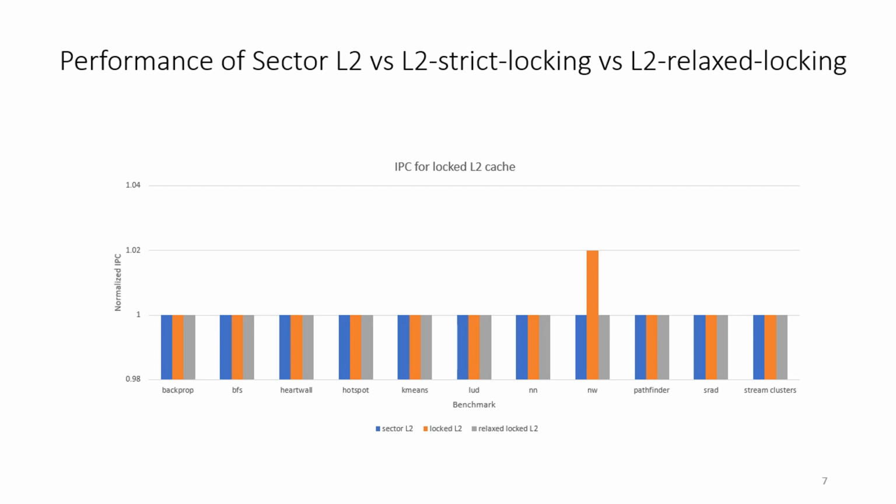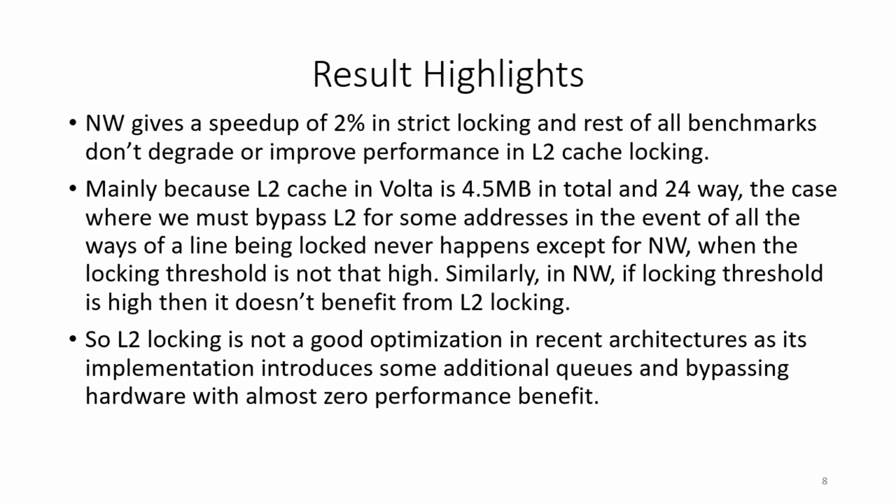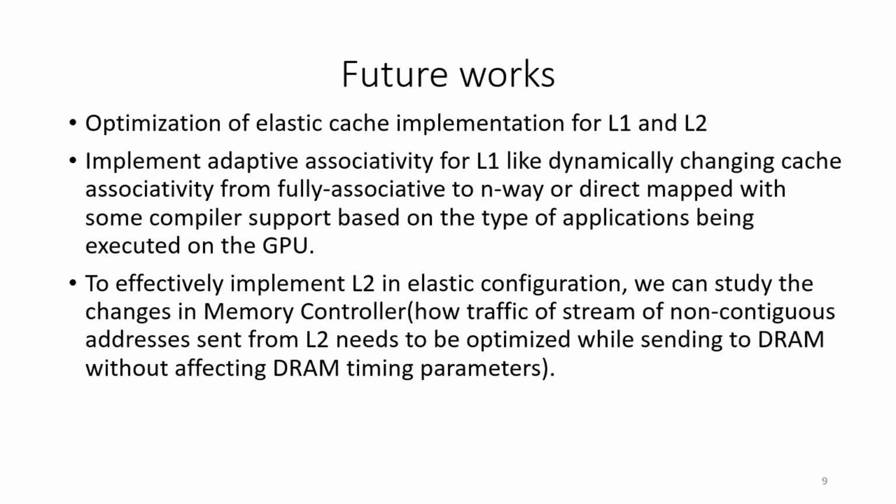We plotted the performance of sectored L2 versus L2 lockdown in the first 3 implementations versus the L2 relaxed lockdown. We do not see any performance improvement except in Needleman-Wunsch. This is because L2 caches in Volta are larger in size with higher associativity. Hence, we conclude that L2 locking is not a good optimization for recent architectures as it just introduces additional area overhead. As part of future work, we can optimize the implementations that we did for L1 and L2 in the elastic cache configuration.